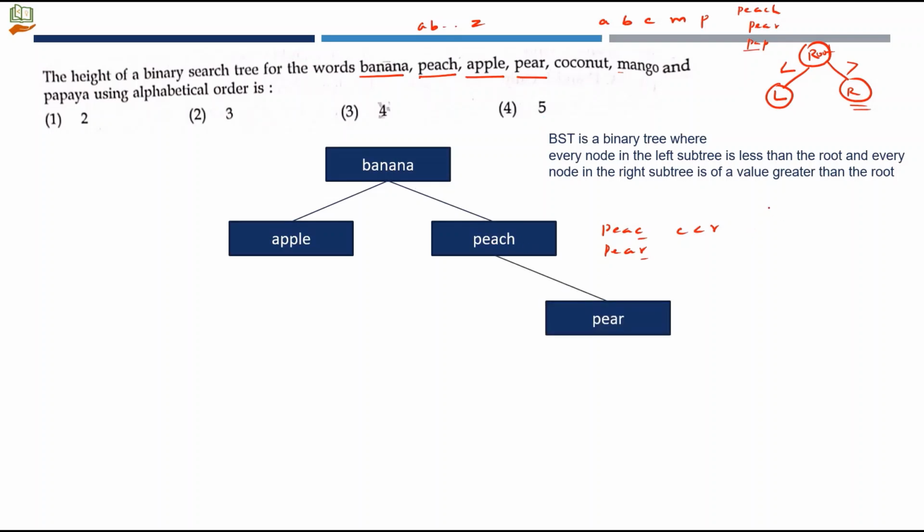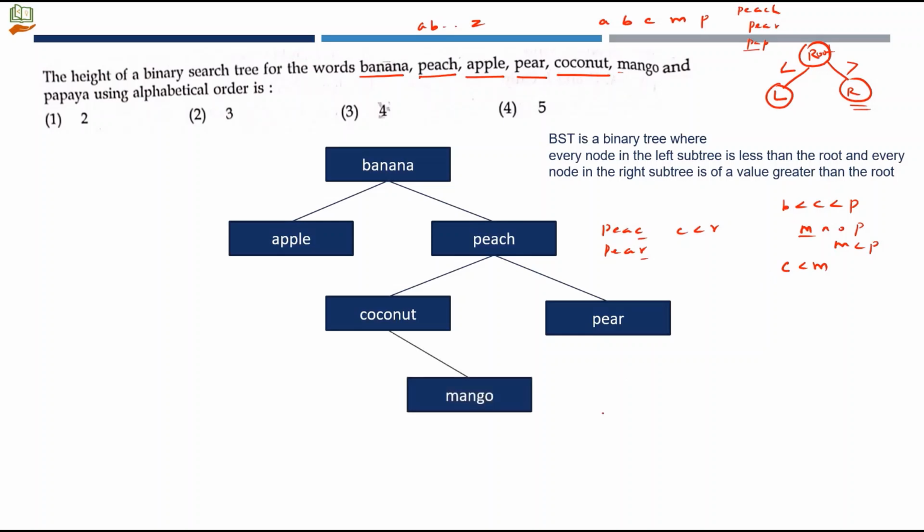Now let's take coconut. It is greater than B. When you come for peach, it is less than P. So in this case, you have to place it on the left side. What about mango? It is greater than B. M, N, O, P. In that order, M is less than P, so we are going to the left side. On the left side, you already have coconut. M is greater than coconut. In that way, we are marking mango to be on the right side of the coconut.